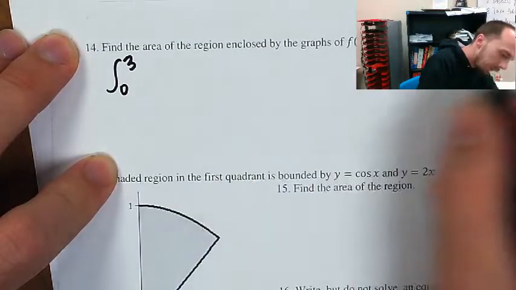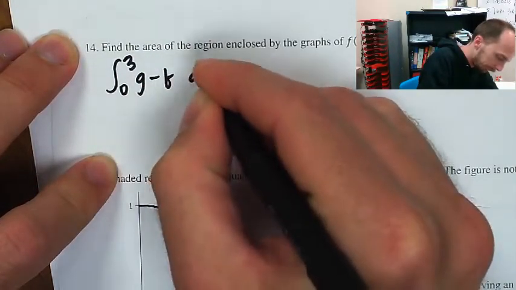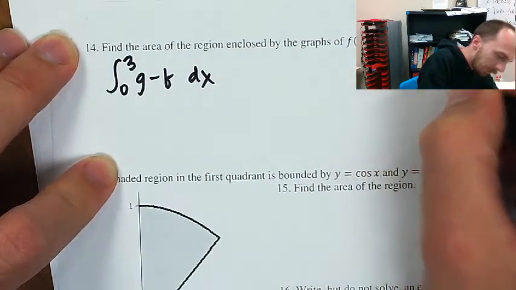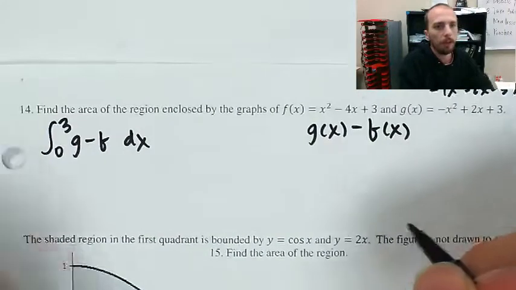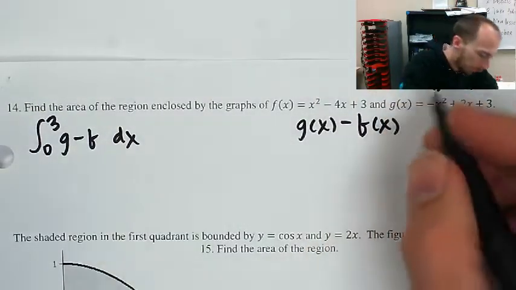Let's just figure out what g of x minus f of x is in general, and then we can just throw that into the integral. Okay, so g minus f would be negative 2x squared.